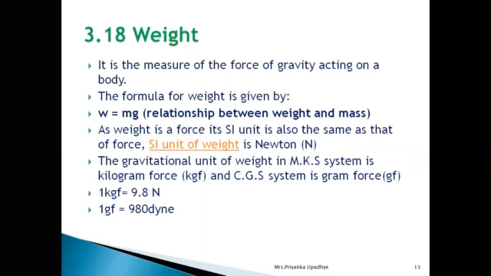Okay, so I have made some mistake here. It should be a small n. The gravitational unit of weight in the MKS system is kilogram force, and in the CGS system it is gram force. And 1 kgf is equal to 9.8 Newton, and 1 gram force is equal to 980 dyne. So this is about weight.